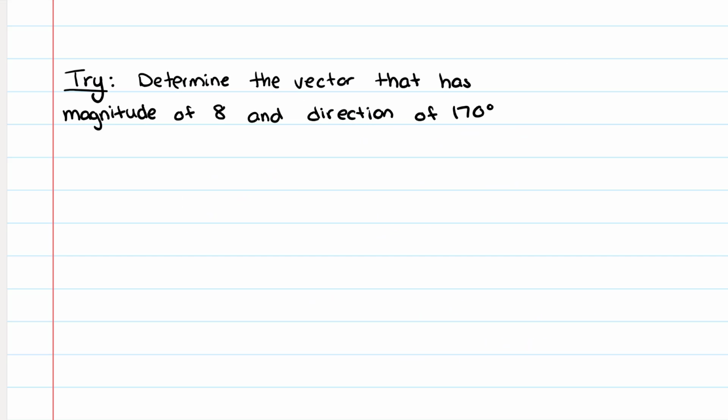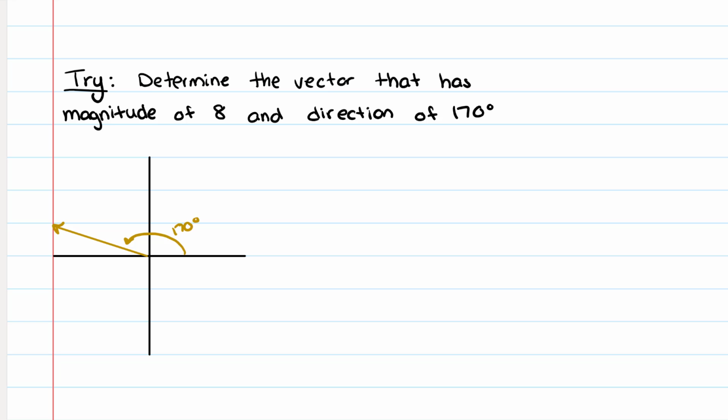Okay, now on your own, I want you to find the component form of a vector that has a magnitude of 8 and a direction of 170 degrees. All right, so let's give that a shot here. The first thing I'm going to do is draw it. So 170 degrees is going to be something like this. It's almost 180. So this is 170 degrees.